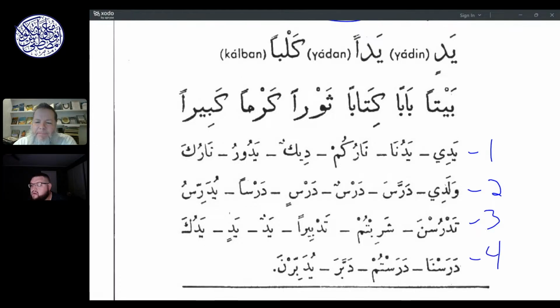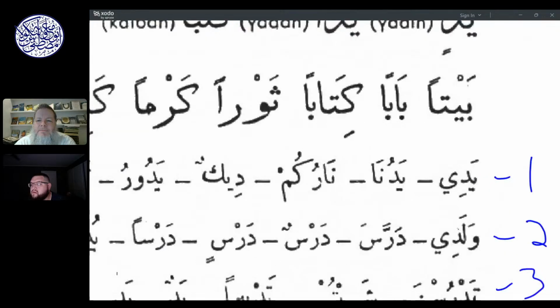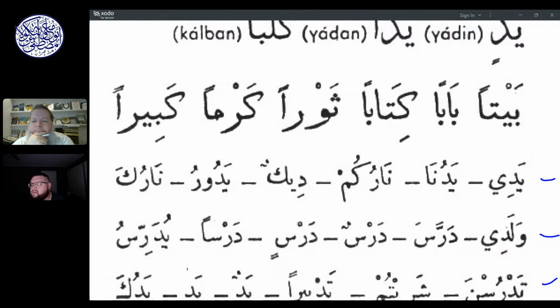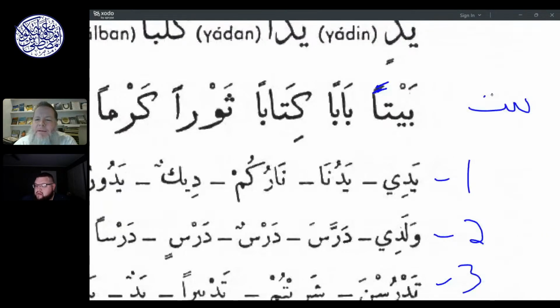Okay. Beitunan. No. Beitan. Beitan. Remember, this is the fathatain on top of the ta. Beitan. But you can't write it, for example, like that. You can't have that. You have to have that aleph. You understand? Yeah. So Beitan.